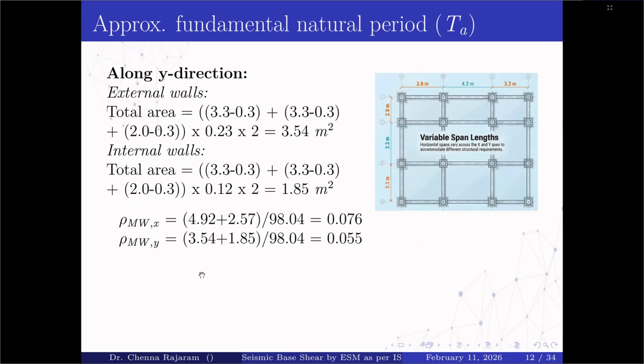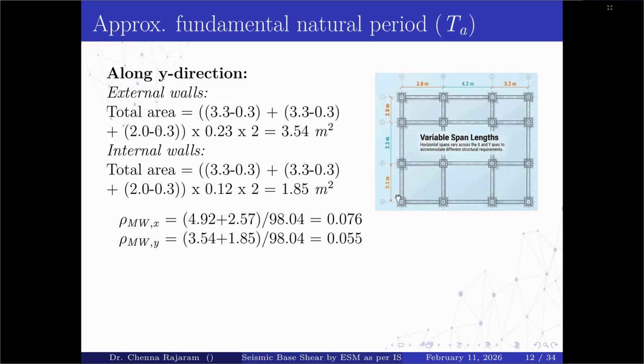Similarly, along the y direction also we have to consider. So when we consider the y direction, this is 3.3 minus 0.3. In the earlier case, we considered 0.23 and 0.23, but in the other direction, the dimension is 0.3.